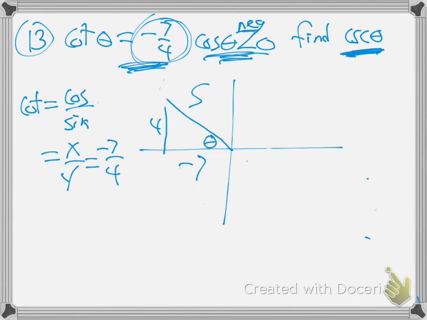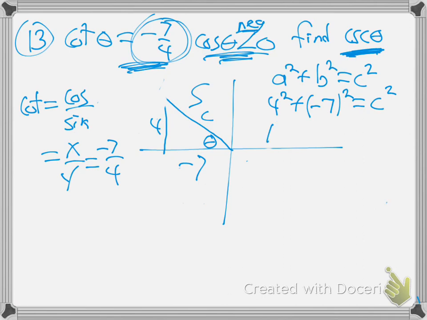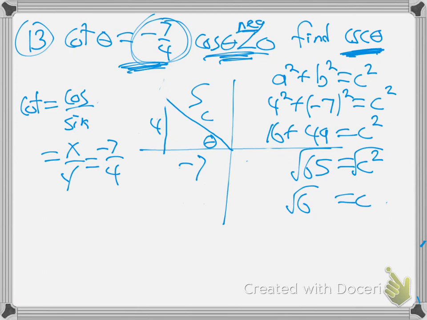So let's find the hypotenuse c. A squared plus b squared is c squared. So what do we got? 4 squared plus minus 7 squared is c squared. 16 plus 49 is c squared. That's 65 is c squared. Root it. c is the root of 65. So put that over here.